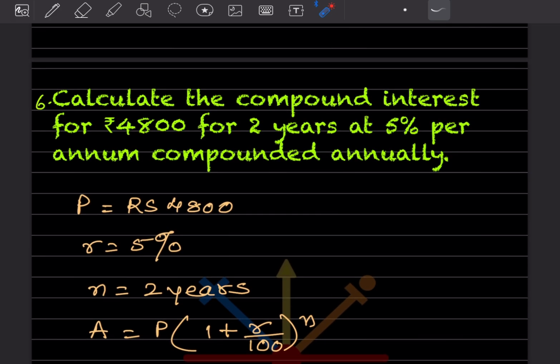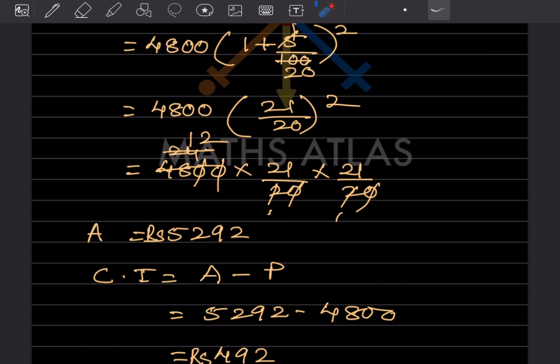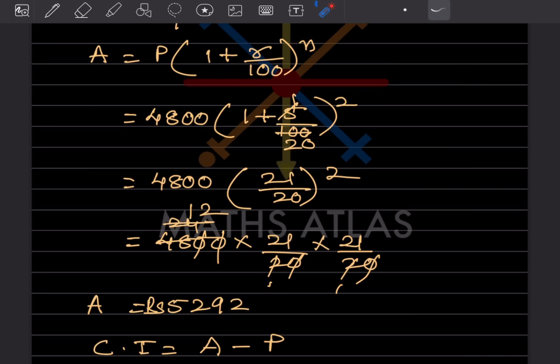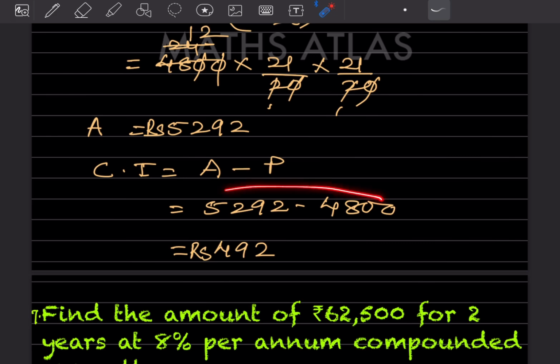But what did they ask here? They have asked for the compound interest. So as I told you earlier, the compound interest formula is A minus P, that is the amount minus principal. So the amount is 5292 and the principal was 4,800. So after subtracting, we get rupees 492.